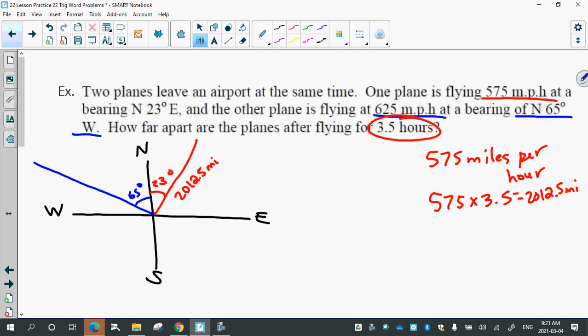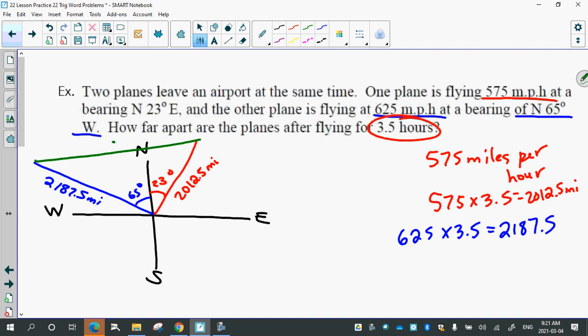So same thing for the other plane, 625 times 3.5 is 2,187.5 miles. And then they want me to find how far apart the planes are, which I'll call D, distance. The distance the two planes are apart.